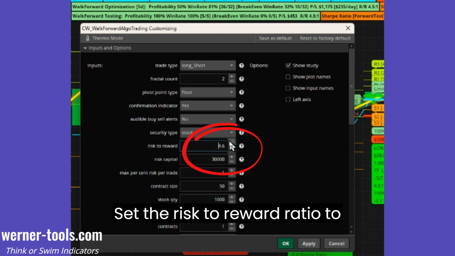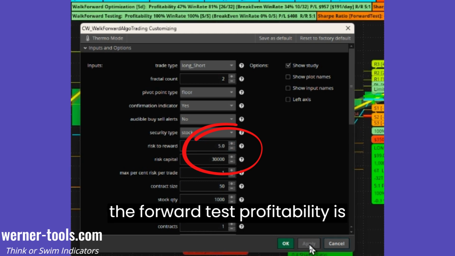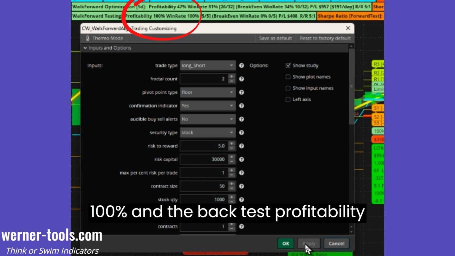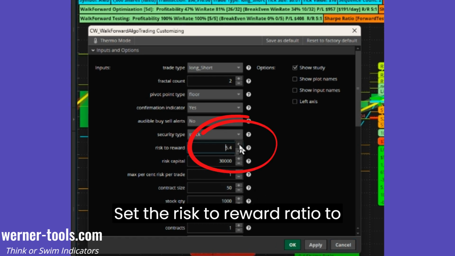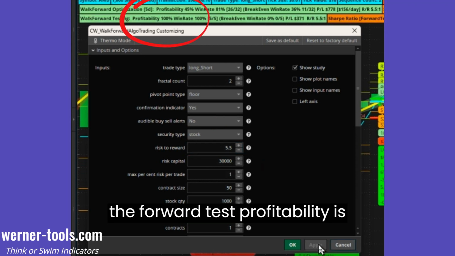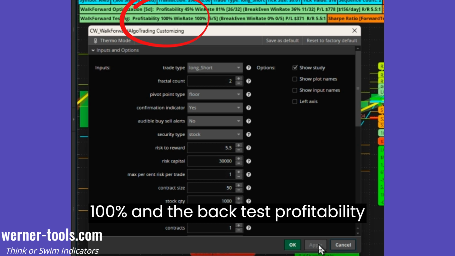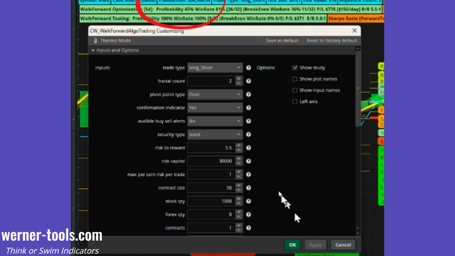Set the risk-to-reward ratio to 5.0. Observe that the forward test profitability is 100% and the back test profitability is 47%. Set the risk-to-reward ratio to 5.5. Observe that the forward test profitability is 100% and the back test profitability is 45%.